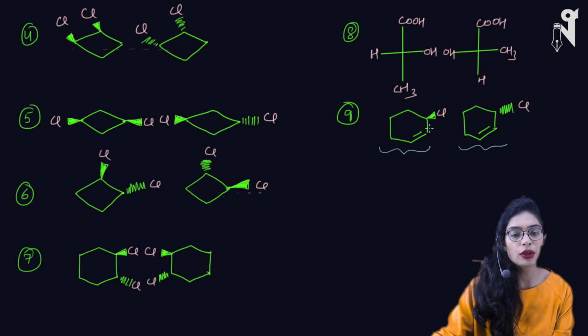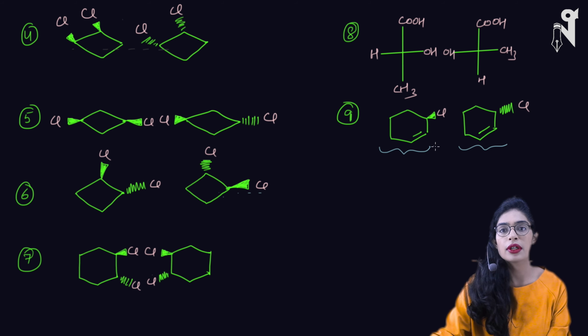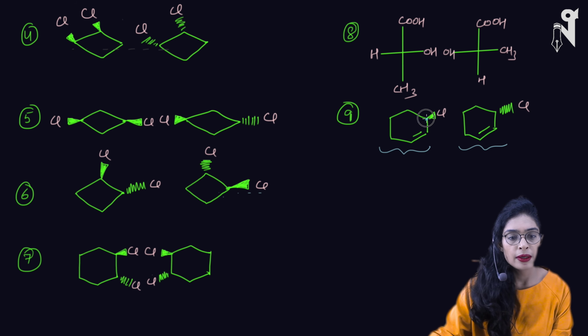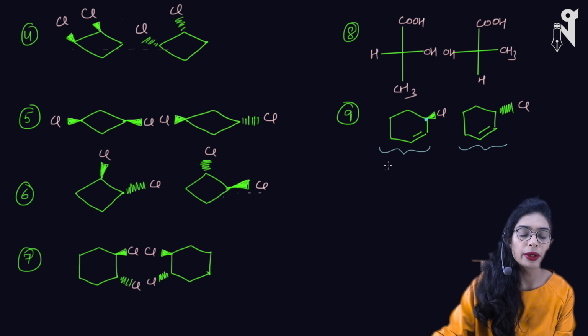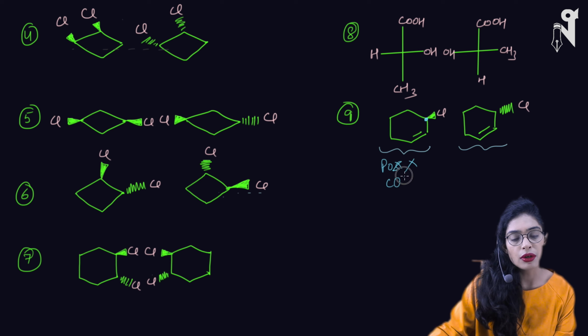See, this molecule, first of all, we will check whether we have chirality in the molecule or not. So this is the carbon which will have chirality. Okay, so is POS there? No, POS is not there. Is COS there? So chirality is there.